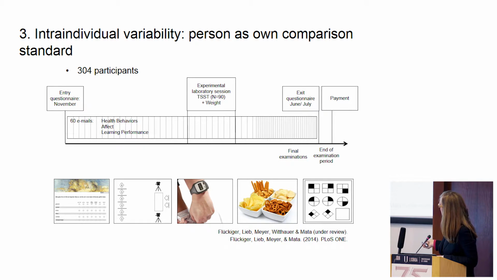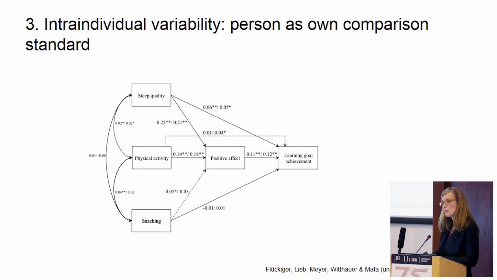But basically, what we could show is that by only looking at within-person differences, comparing whether I have a good day or a bad day, do I sleep better today, am I more physically active than usual, or do I eat less sweet or salty snacks, this all influences, for example, my positive affect, but it also influences my negative affect and learning goal achievement.